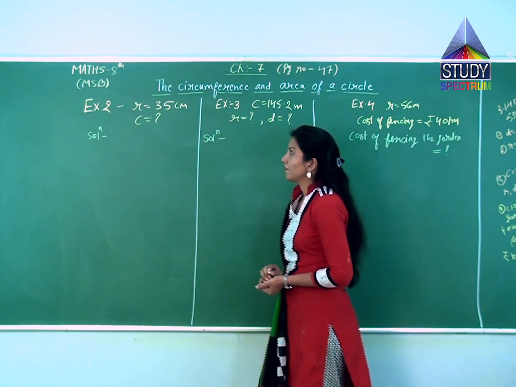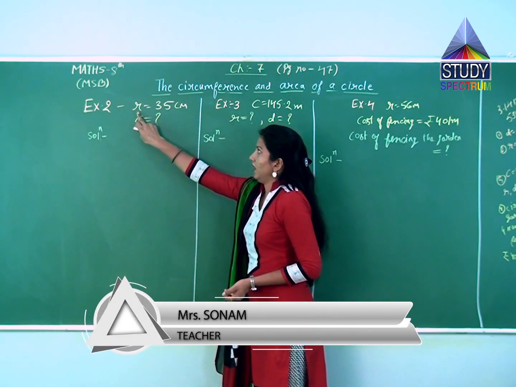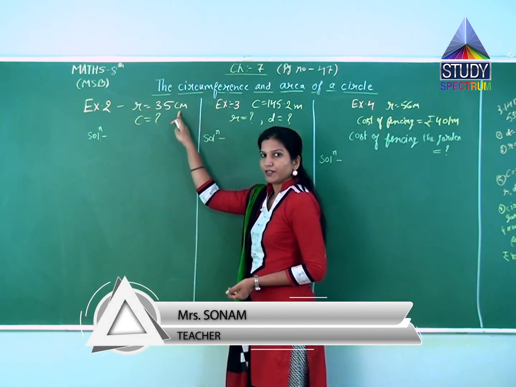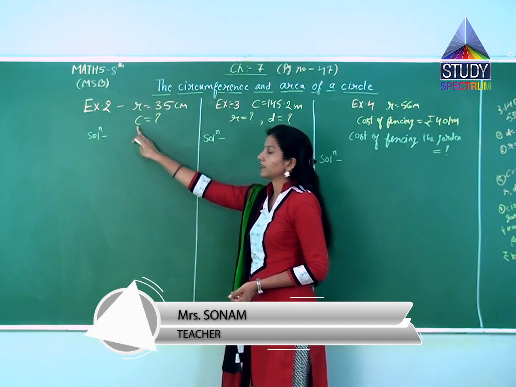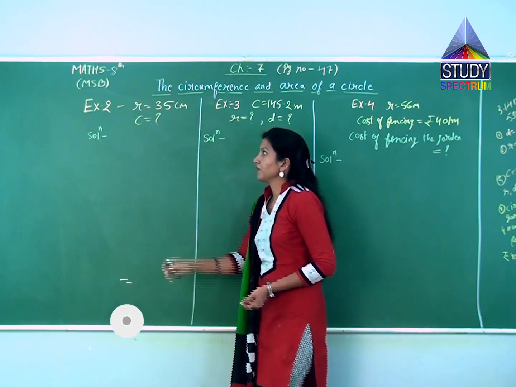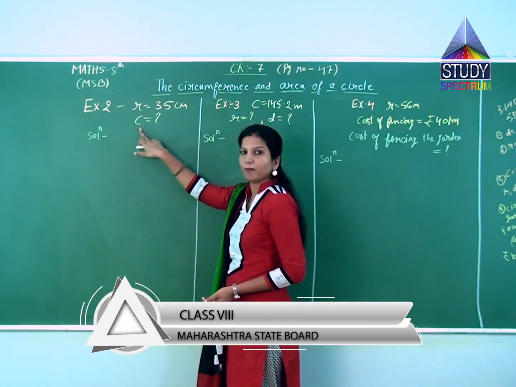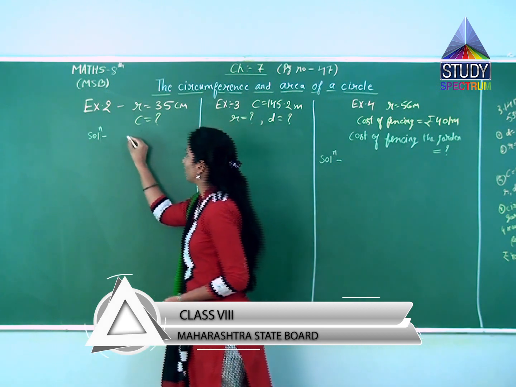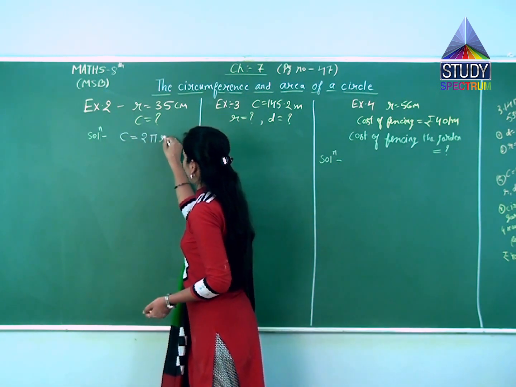Example number 2: we have given the radius of a circle, R is equal to 35 centimeter. This is the radius of the circle. We have to find the circumference of this circle. Now, if we want to find the circumference, we will have to apply the formula for this, and the formula for the circumference is 2 pi r.